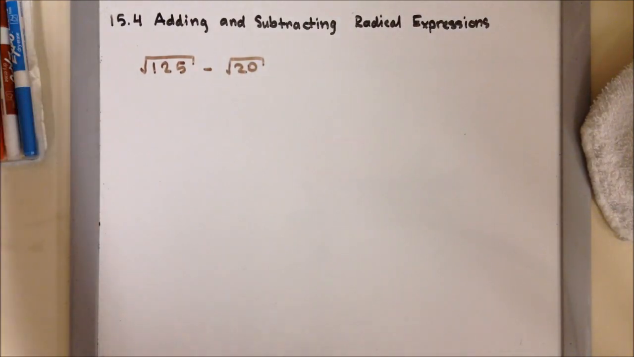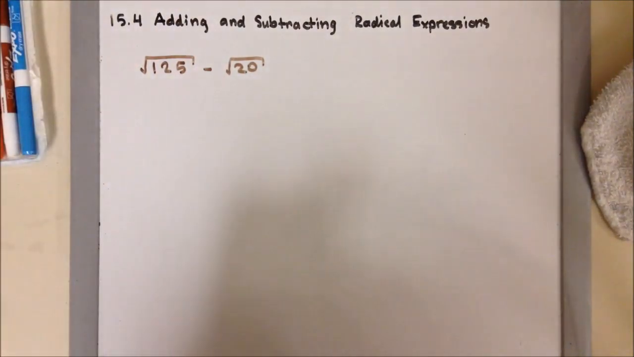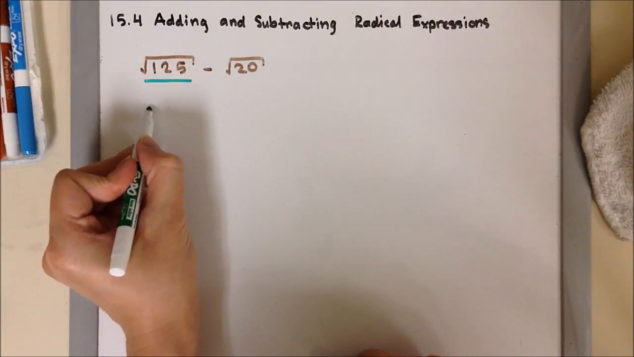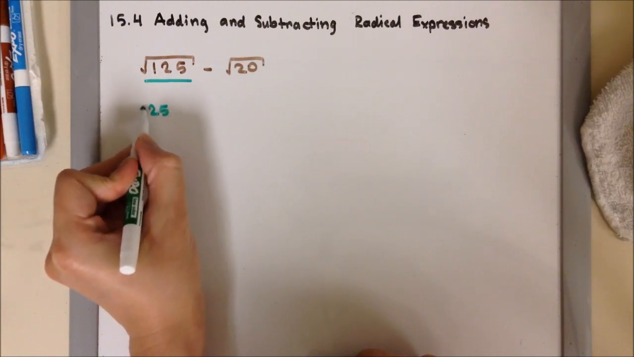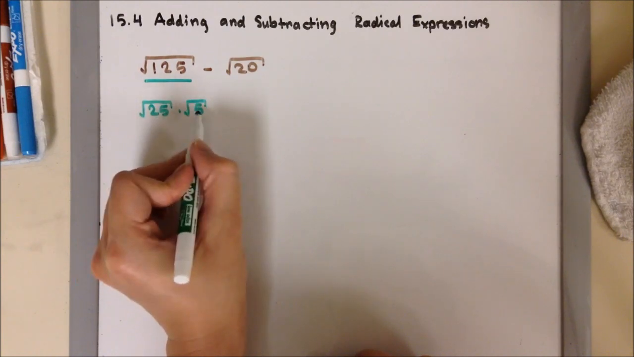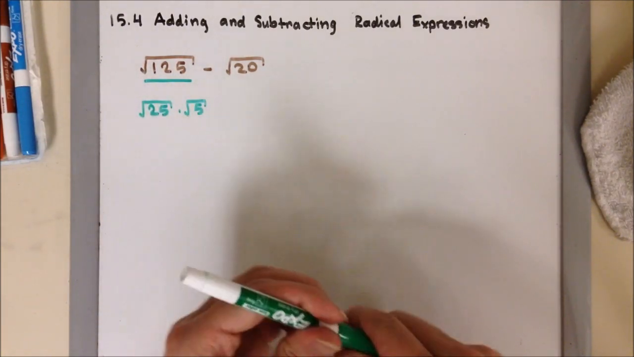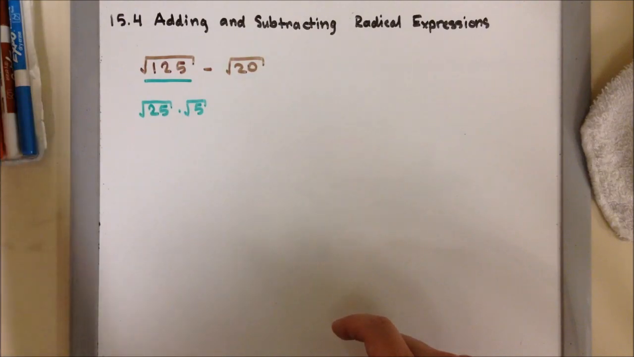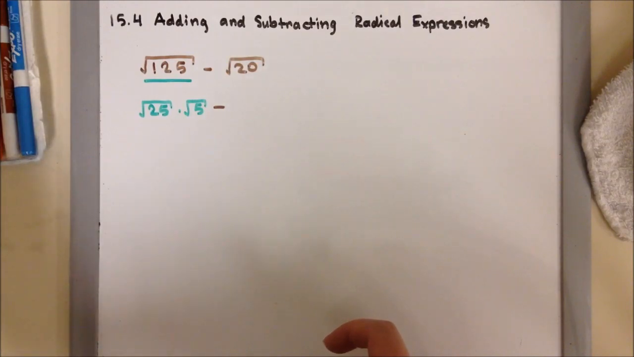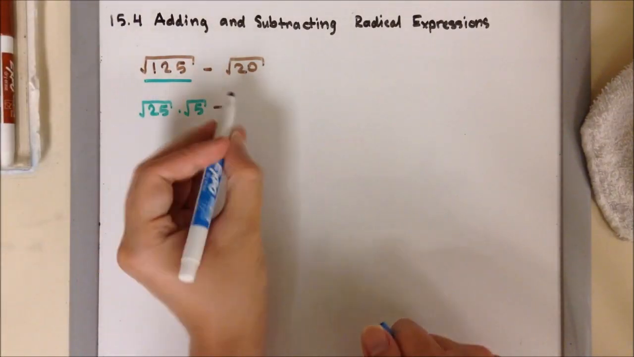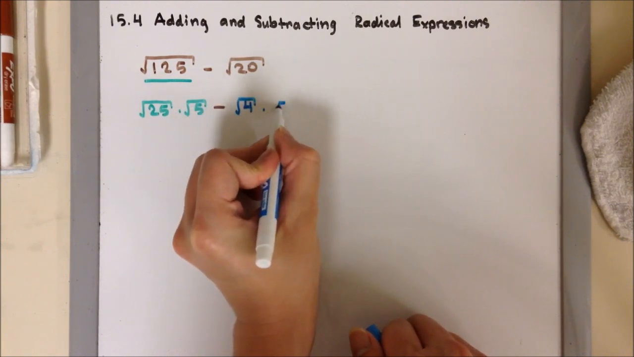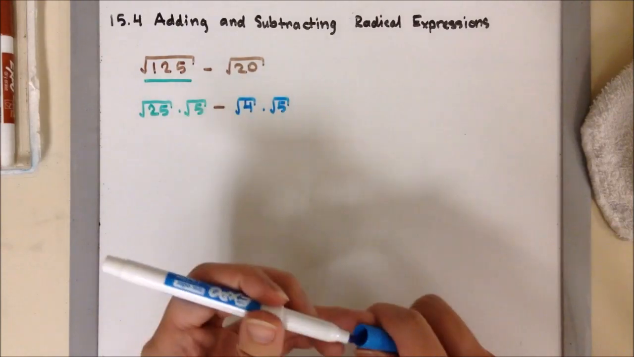So let's do that. So the first one, I'm going to break up square root of 125 into the square root of 25 times the square root of 5, because 25 times 5 will equal 125. Next, I'm going to break up the square root of 20 into square root of 4 times the square root of 5, because 4 times 5 is equal to 20.